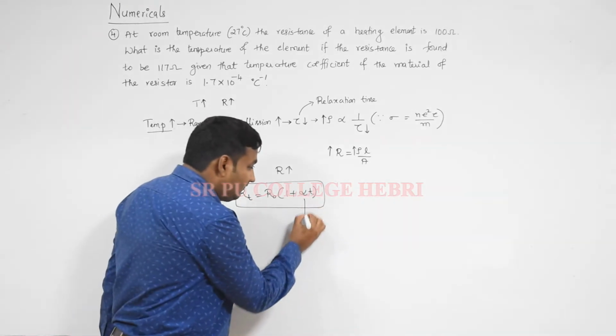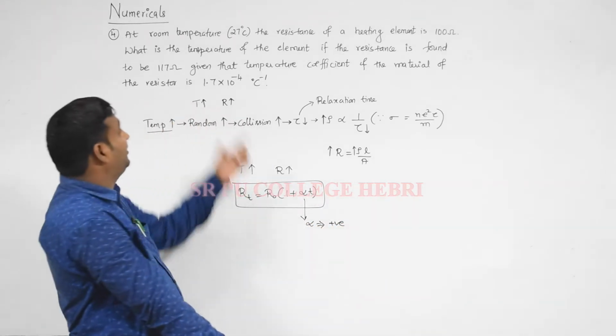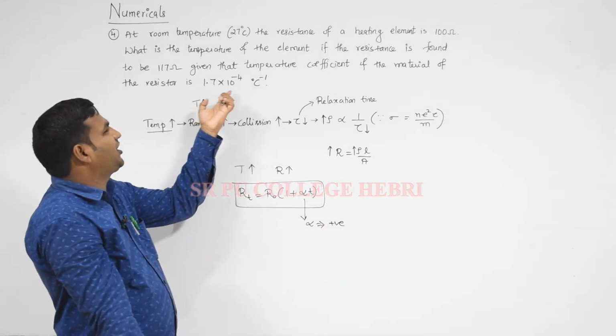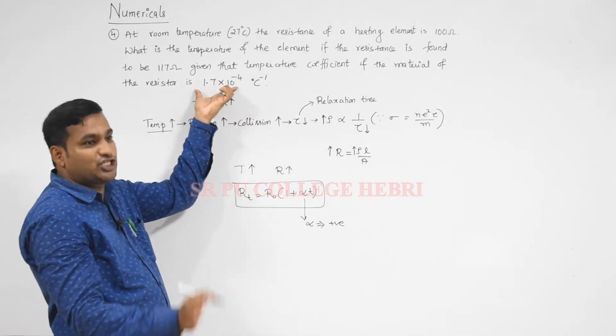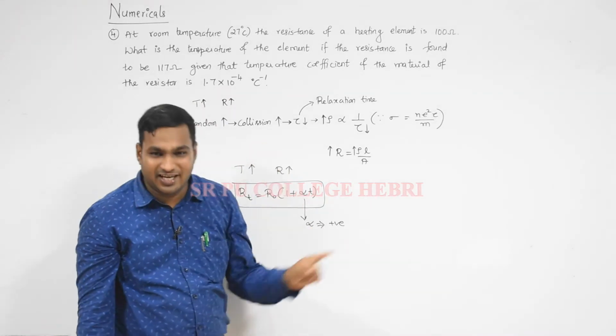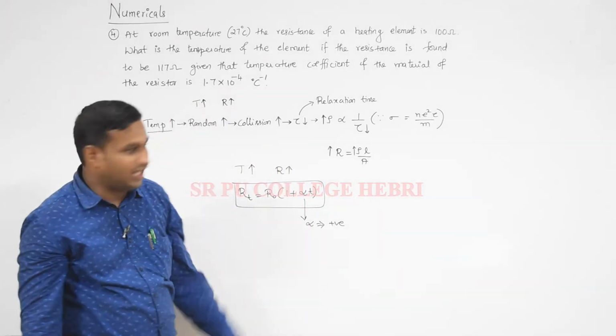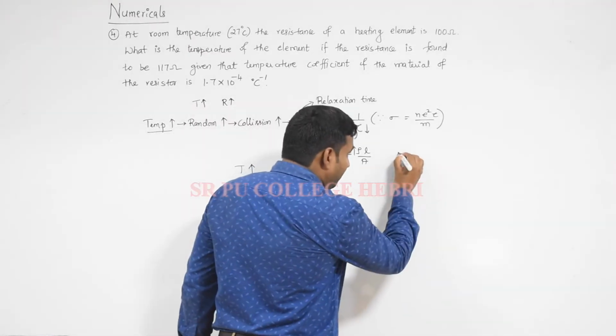Here, alpha value is always positive. For example, alpha is equal to 1.7 into 10 raised to minus 4 per degree Celsius. Here alpha value is positive. What does that indicate? As temperature increases, resistance increases. This is the theory. Therefore, when you plot a graph, keep that point in your mind.